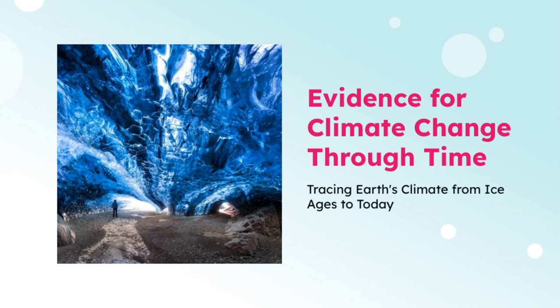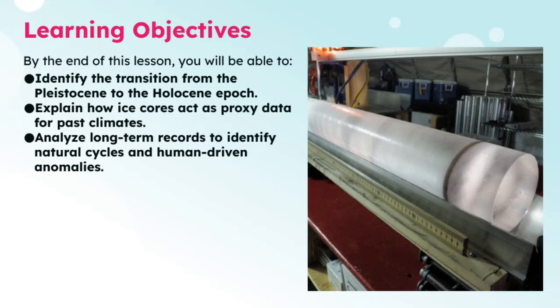Some evidence comes from natural records, such as ice cores and tree rings. These are called proxy data because they give us indirect evidence about past climates. Other evidence comes from historical records, such as paintings, diaries, and written descriptions of unusual weather. By the end of today's lesson, you should understand how scientists reconstruct past climates and why current warming stands out from natural climate cycles. Let's begin with the learning objectives.